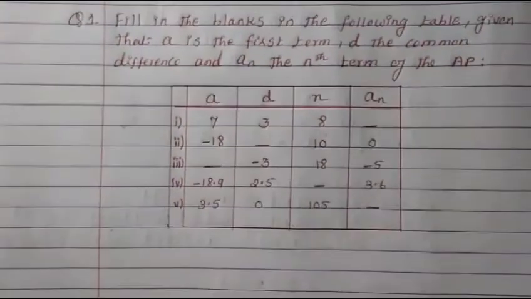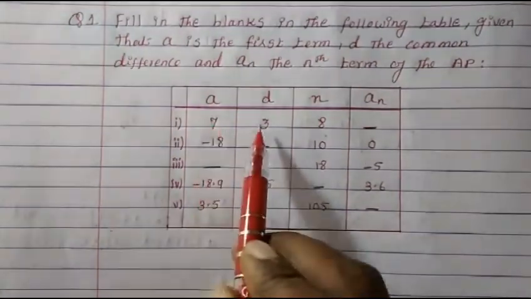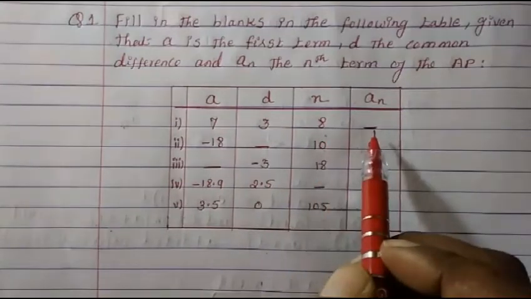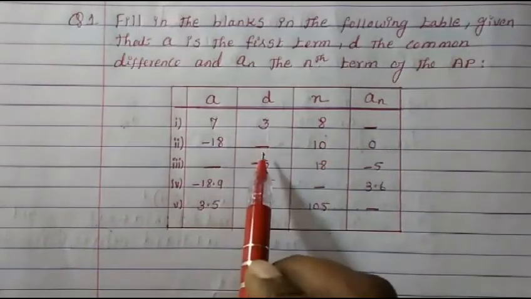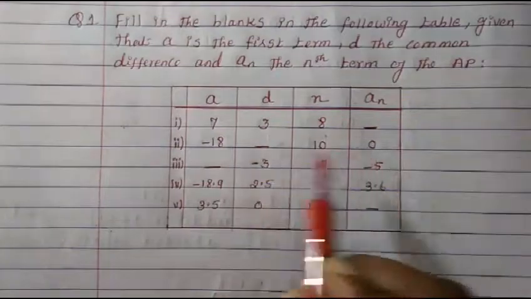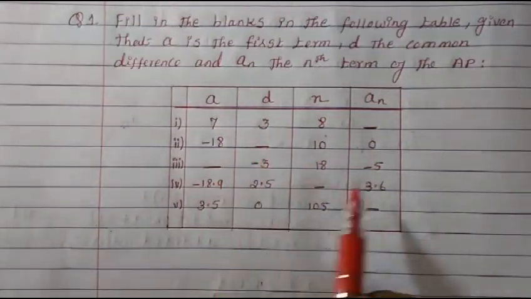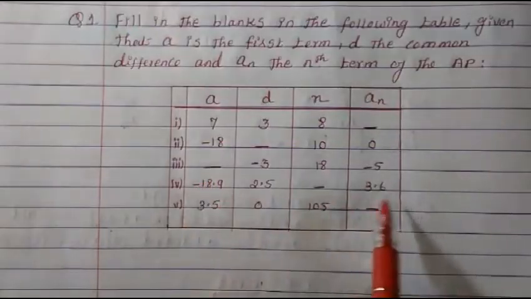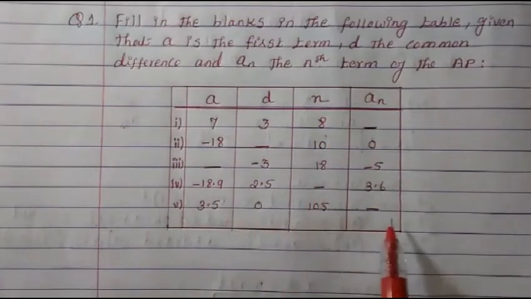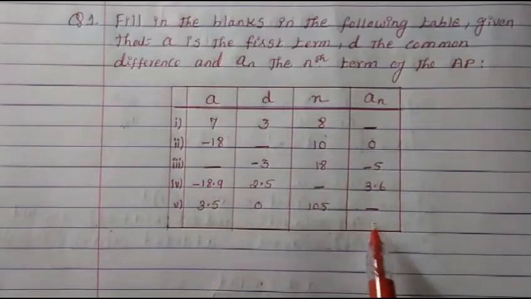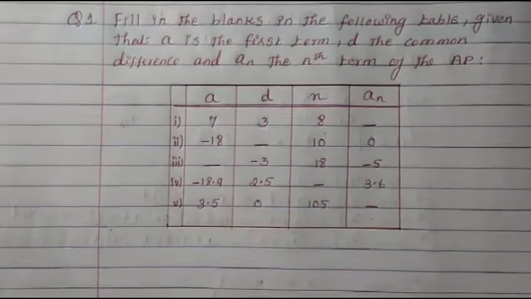Here it is given to us A value, D value, N value. We have to find out AN value. Here D value is not given, the other three are given, so we have to find out D value. Here we have to find out A value, here N value, and here AN value. So please go through the introduction. Now let's see one by one.